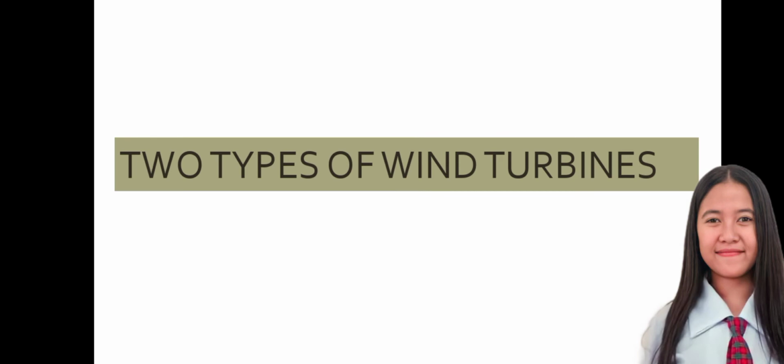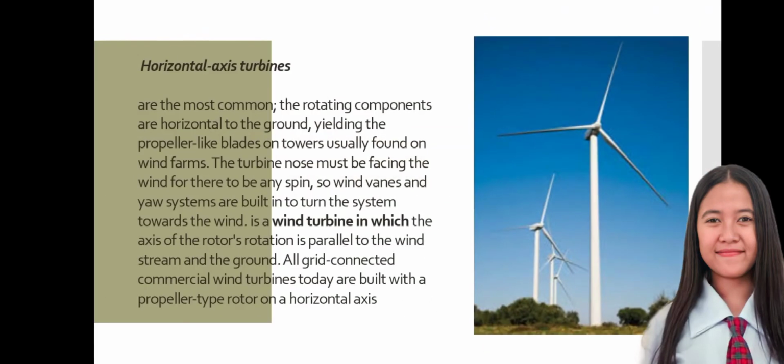Wind turbines have two types: the horizontal axis wind turbine or HAWT, and the vertical axis wind turbine or VAWT. Horizontal axis wind turbines are the most common. The rotating components are horizontal to the ground, yielding the propeller-like blades on towers usually found on wind farms. The turbine nose must be facing the wind for there to be any spin, so wind vanes and yaw systems are built in to turn the system towards the wind.